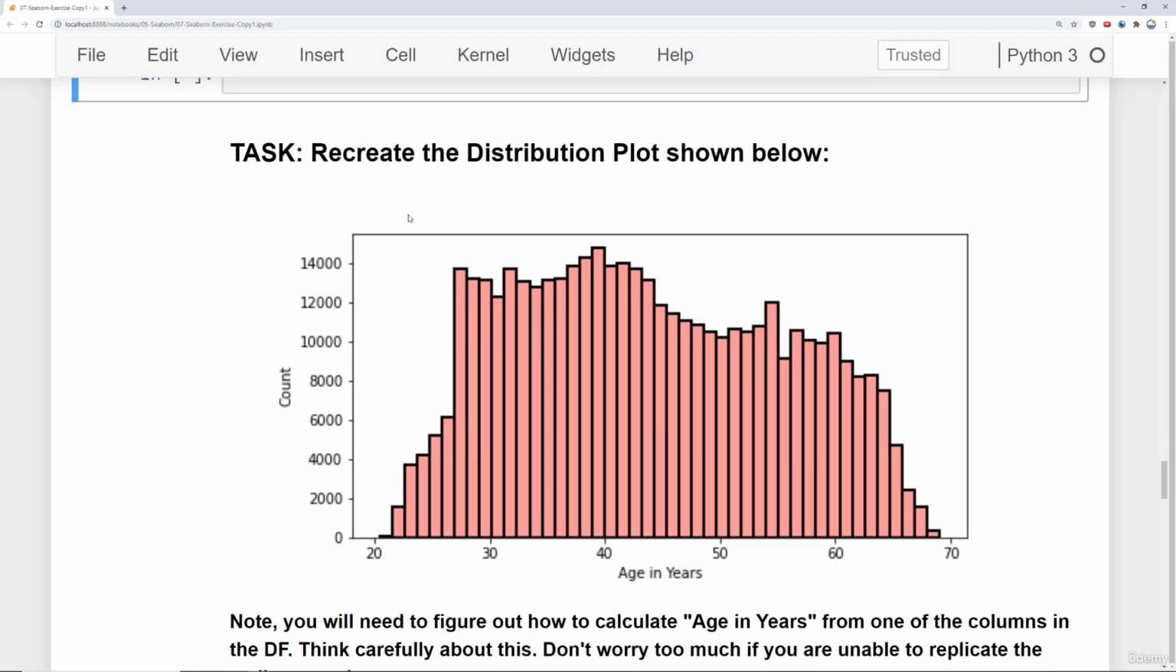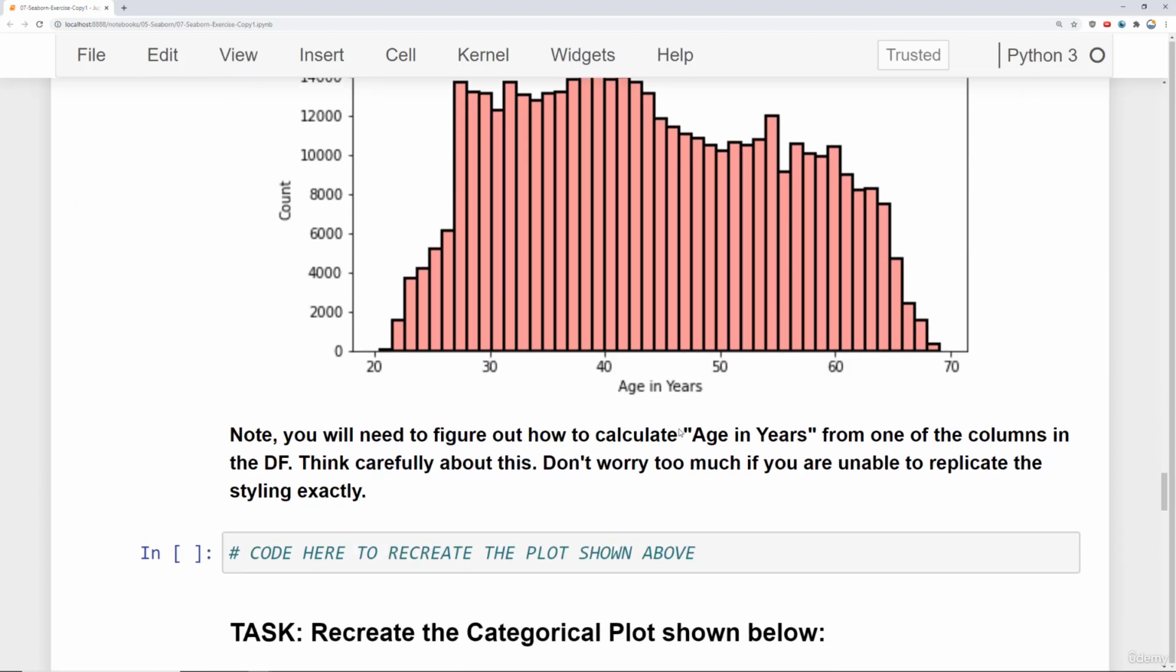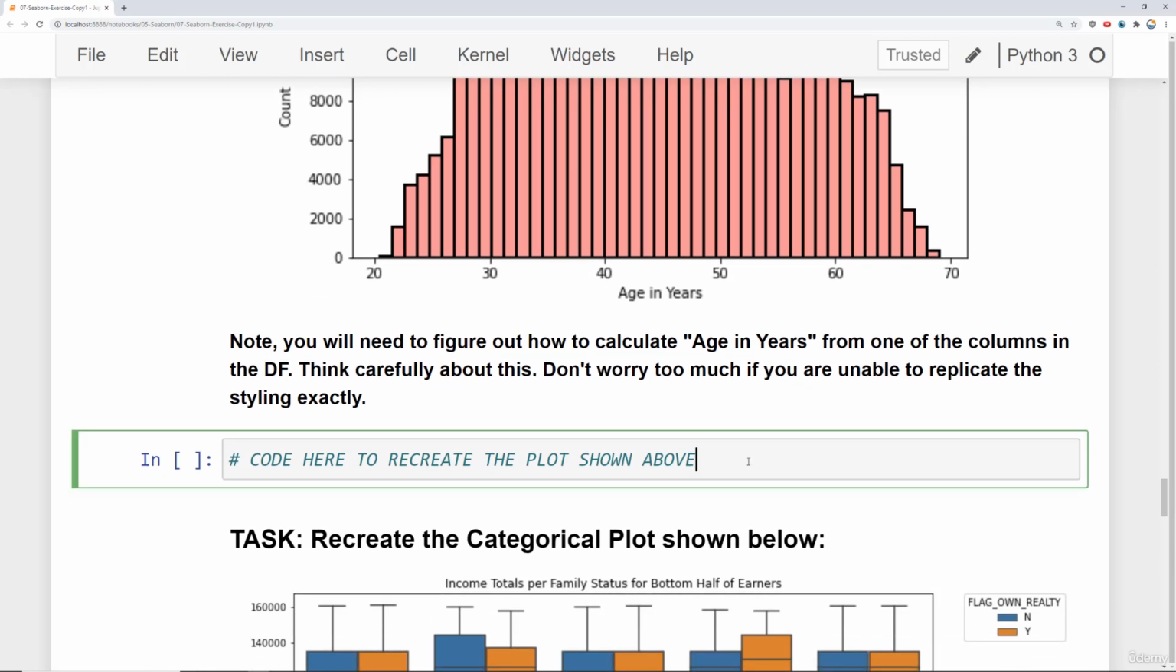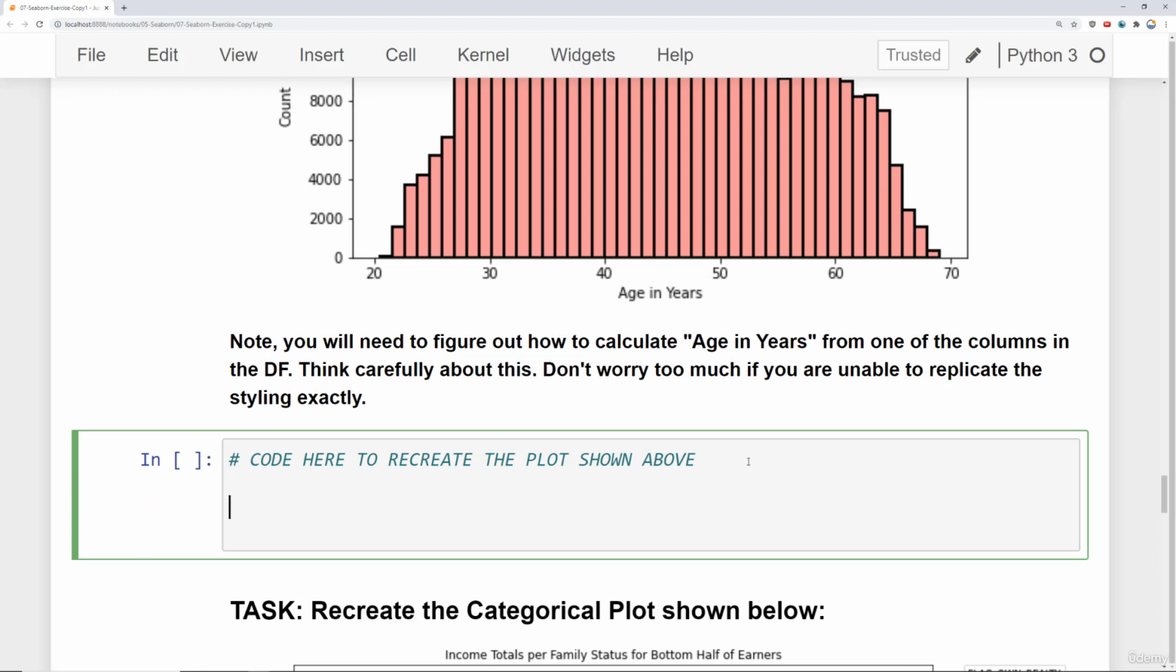Okay, part 2, recreate the distribution plot shown below. So for this one, the tricky part was how do you figure out the age and years when you're only given this kind of weird negative days of birth number? Well, that one's actually easier than you may think. You simply are just going to call a histogram plot. And then what you can do here is the following.